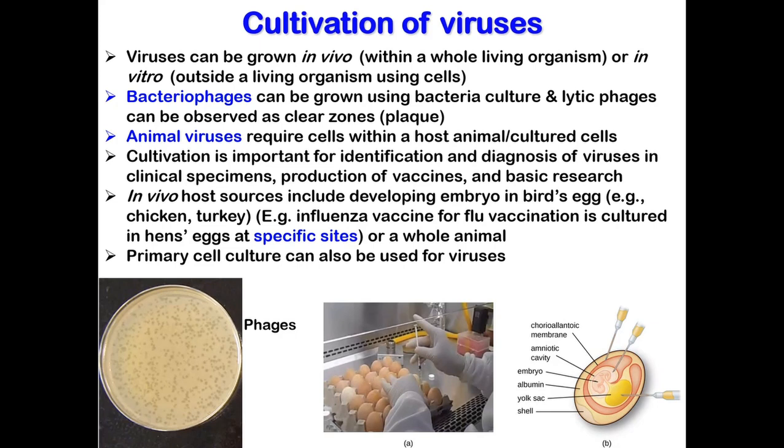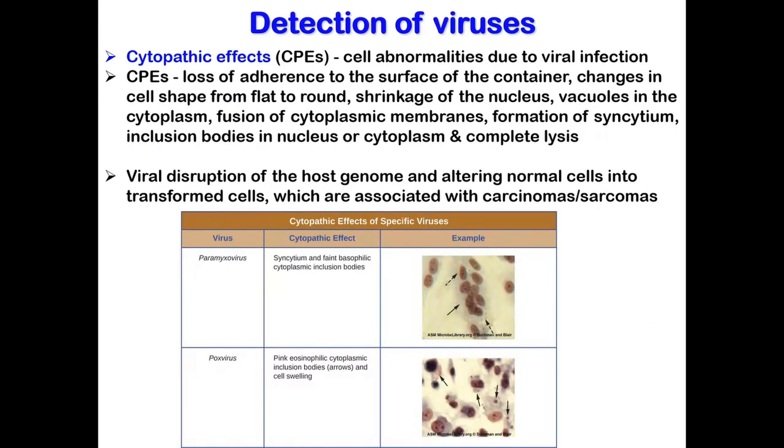Primary cell culture can also be used for viruses. So the next few slides look at methods for detecting viruses. So one method is to look for certain cytopathic effects. So if you take a sample from the infected host and look at this under a microscope, for example an electron microscope, you will be able to see the cell abnormalities due to viral infection. So CPEs, cytopathic effects, can include loss of adherence to the surface of the container, changes in the cell shape from flat to round, shrinkage of the nucleus, and vacuoles in the cytoplasm. The type or severity of the CPE depends on the type of virus involved.